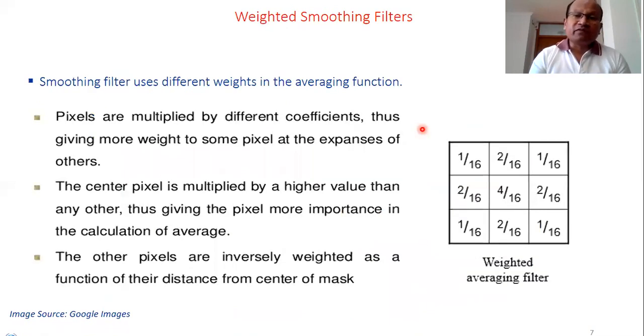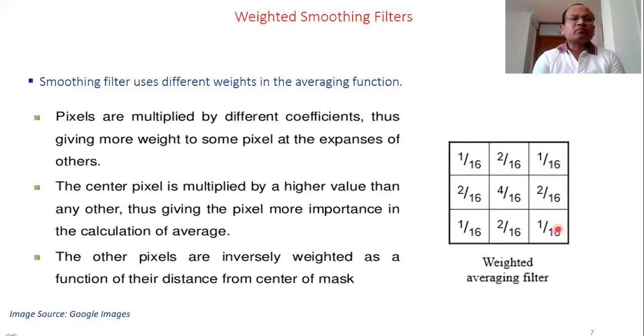Weighted smoothing filters. As its name suggests, smoothing filters will have weights. Weight means the masking coefficients; the filter coefficients will have their weights. The weights may be averaging weights, they may be higher than 1, or they may be lower than 1, depending on what we actually want to do with the image. Accordingly, we have to choose the smoothing filter coefficients. So these are coefficients: 1 by 16, 2 by 16, 1 by 16, 1 by 16, 2 by 16, 1 by 16, and so on.